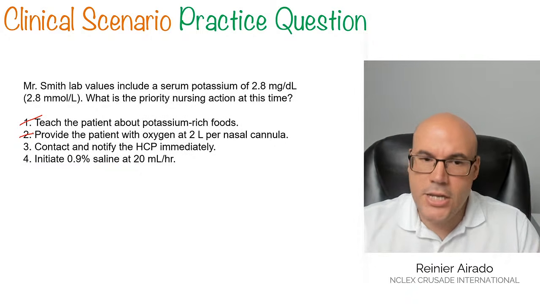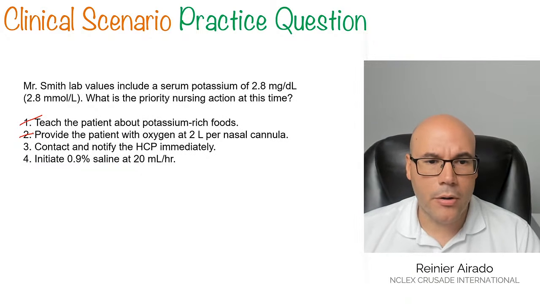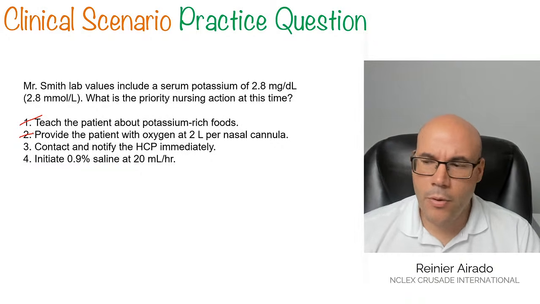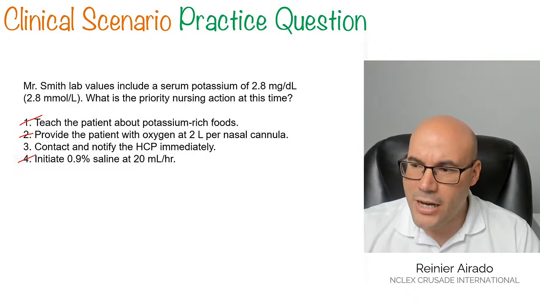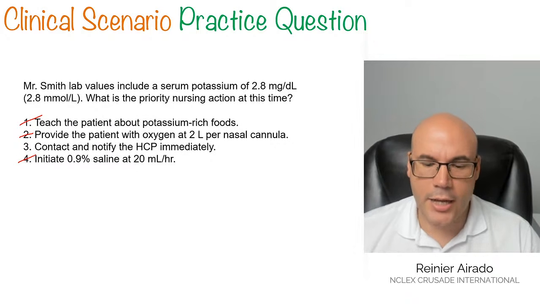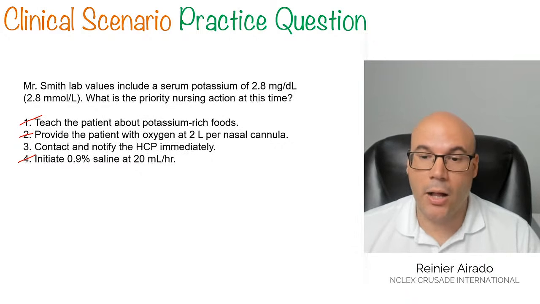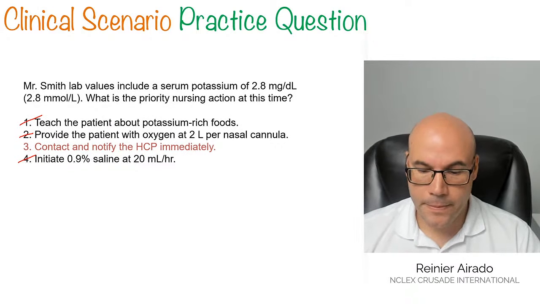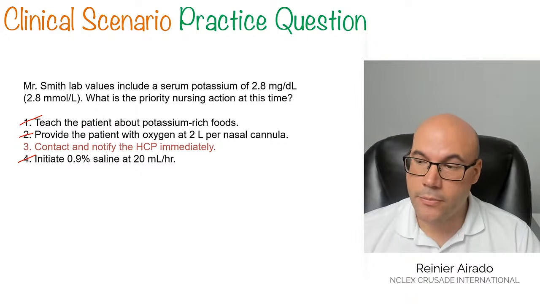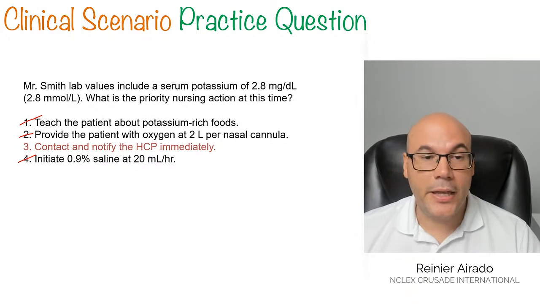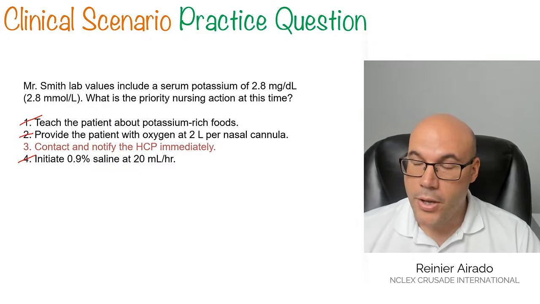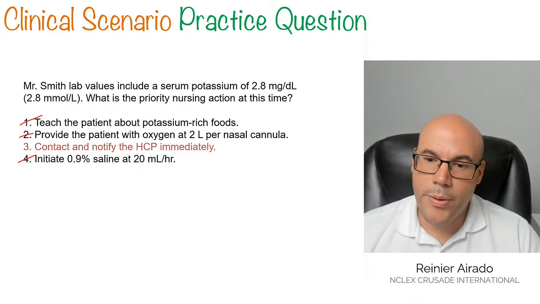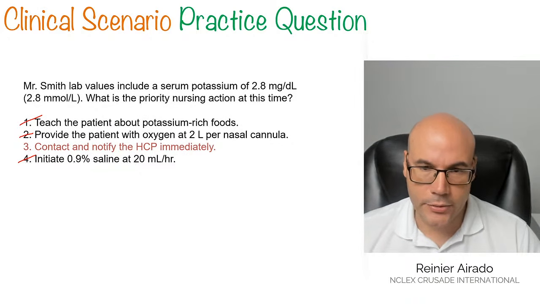Answer number 4, initiate normal saline at 20 ml per hour. Is that going to help to replace the potassium level? Is that going to help with potassium? No. Therefore, this answer does not make sense because it does not help with the patient's condition. So the correct answer is answer number 3. But they can give you a very similar scenario, but then one of the answers is something that you can do and helps. For example, if one of the answers stated, replace the potassium, administer potassium, then that will be the answer. It will not be to call the doctor and notify the doctor.